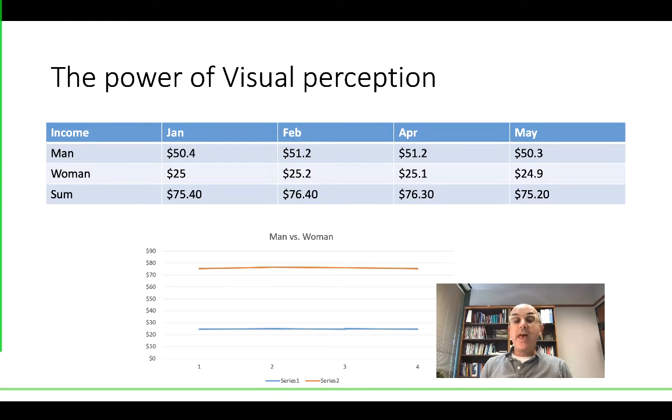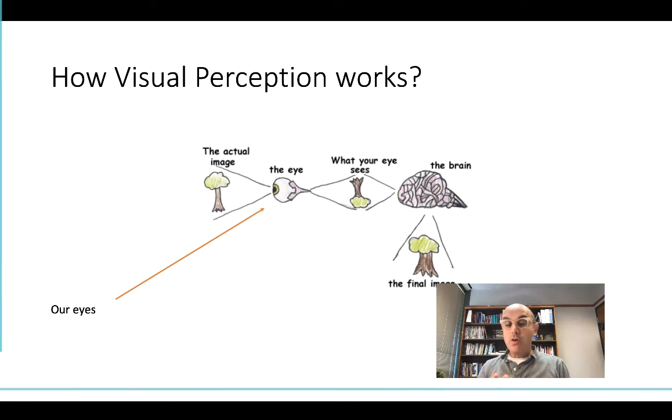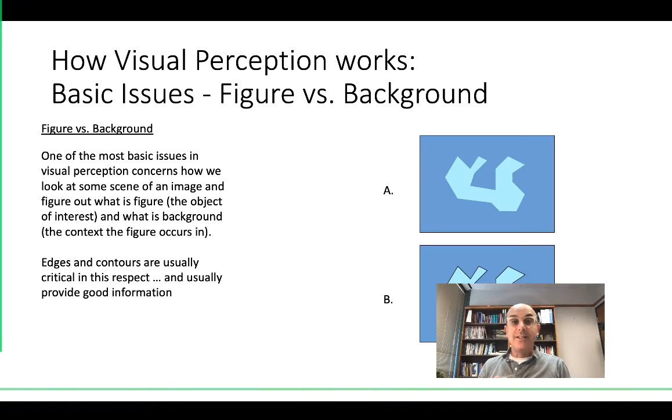At the top, we have a table, men versus women. At the bottom, we have the visual. So what makes more sense here? The men versus the women. This is where visualization comes into play. When we are talking about how visual perception works, we see through our eyes. There is the actual image, and what we see through our eyes goes to the brain, and the brain produces the final product. A basic issue in visual perception is the figure versus the background.